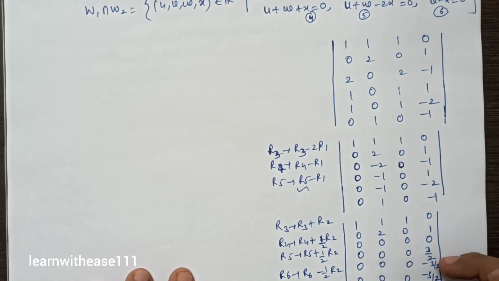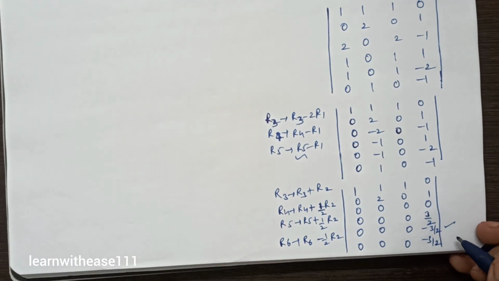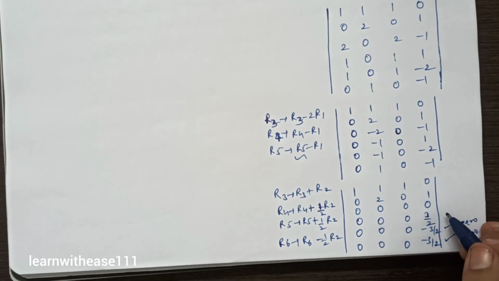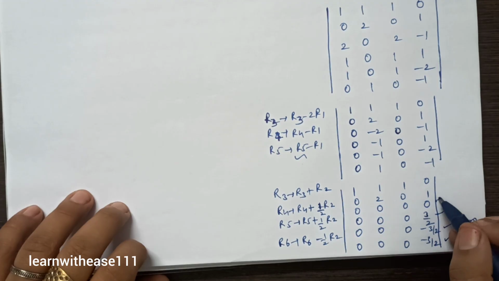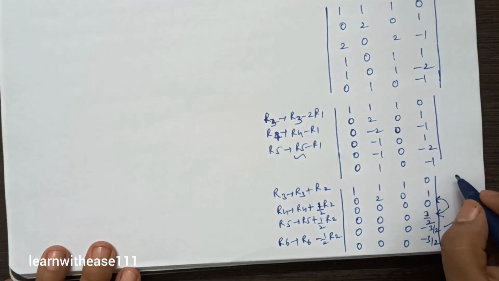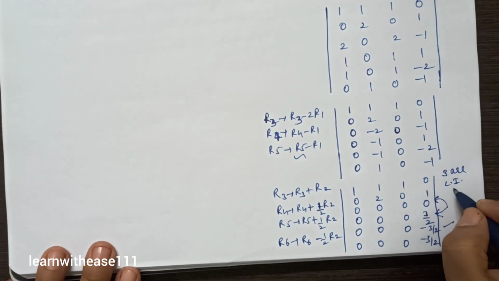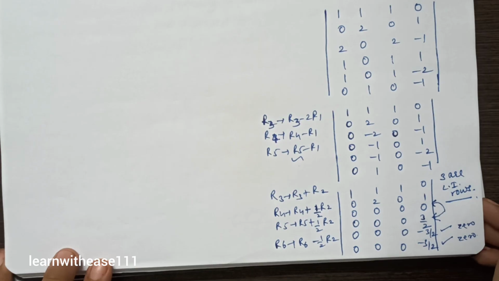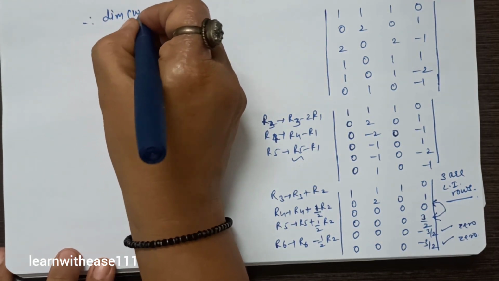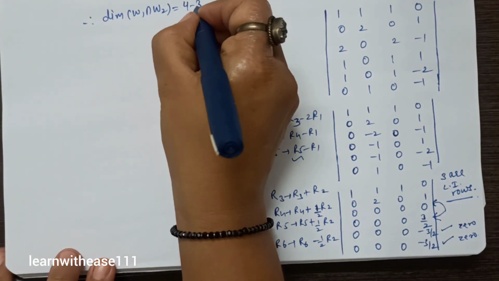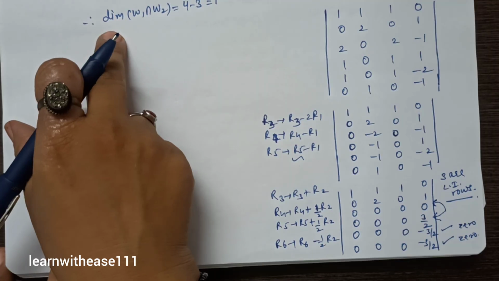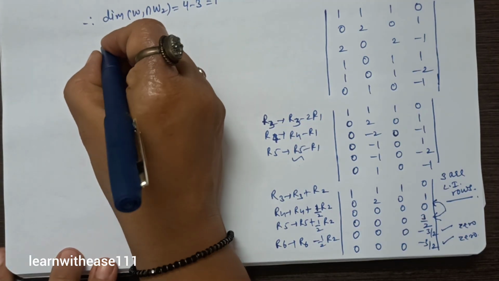By checking the last rows, I can see the 5th and 6th rows can be made zero rows with the help of the 4th row. And the 4th row can be interchanged with the 3rd row so that the zero rows are at the end. So I'll be getting in all 3 independent rows. So dimension of intersection will be 4 minus 3, that is 1. This is the correct option.